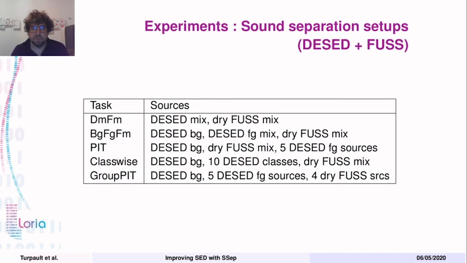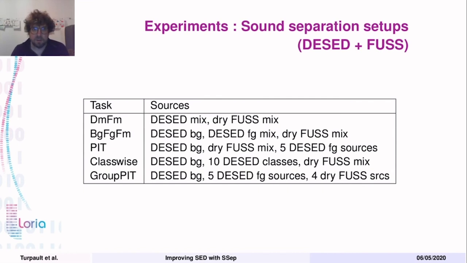So this led us to try a second experiment, where we train the sound separation not only on FUSS but on a combination of FUSS and DCASE. The first case is trying to separate FUSS from the DCASE mixture. The second idea is to separate FUSS from DCASE foreground and DCASE background. The third one, the PIT, is trying to separate DCASE background, FUSS mixture, and 5 different DCASE foreground sources, so 5 different target events, regardless of the classes.